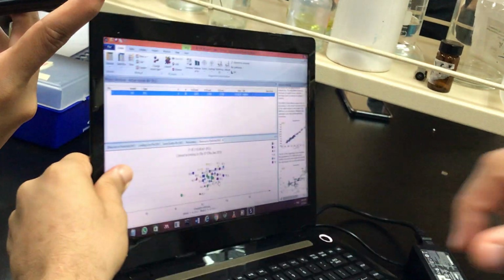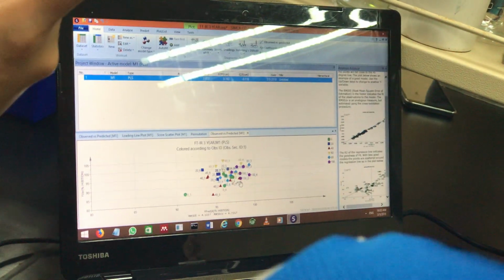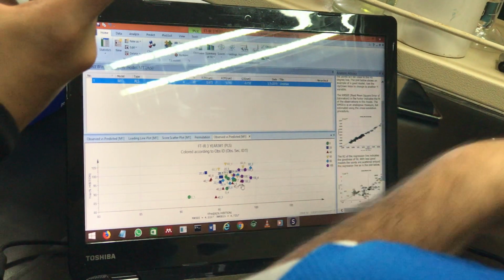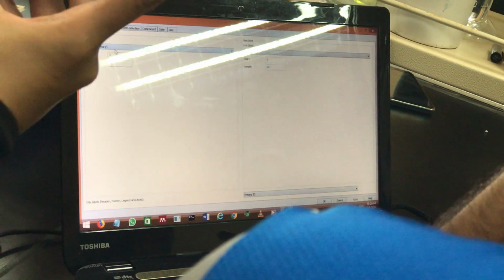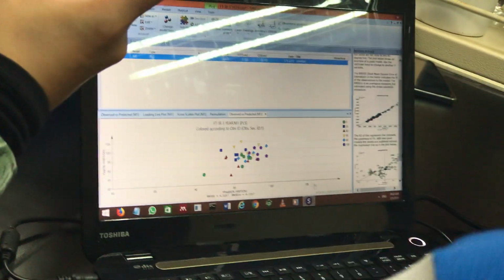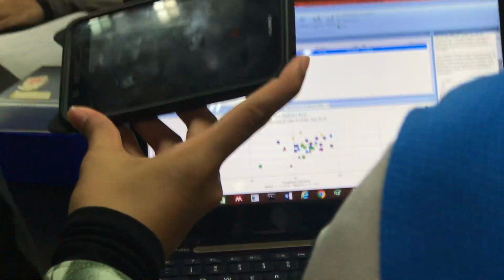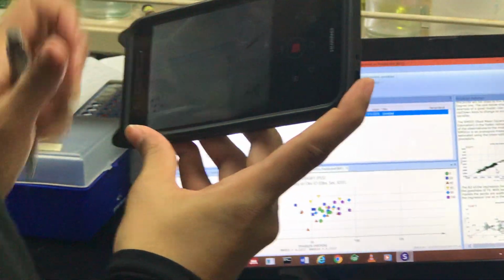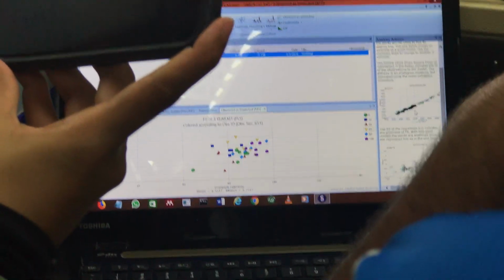But if the dots gather like that, what does it mean? That means it's not valid, because it should be like this: a straight line, a linear graph. How to get the R squared value? Because of the software, if it is not a straight line, the software will not draw the line. That means it's less than 0.9.